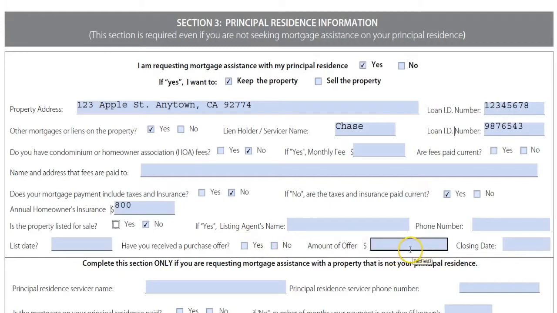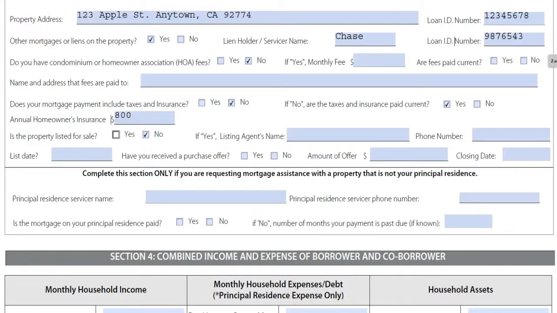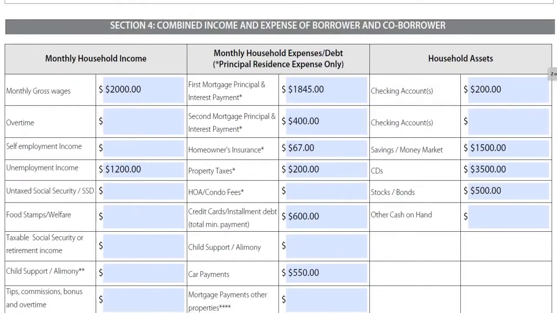If you're requesting assistance with a property that is not your principal residence, then you would go ahead and fill out this middle section where it says principal residence servicer name. So this is for your primary home where you live. And you would include their phone number and whether or not the mortgage is current. And if it is not, how many months it is past due.